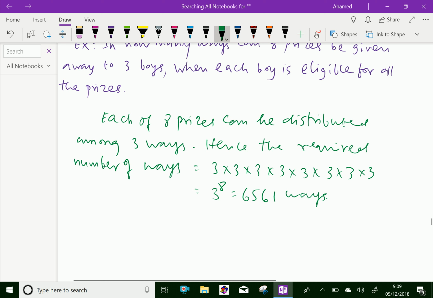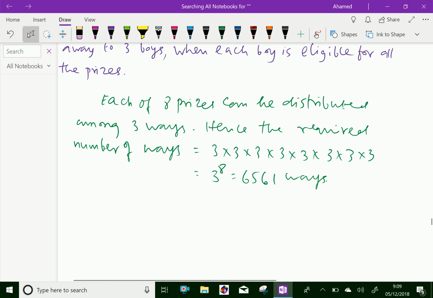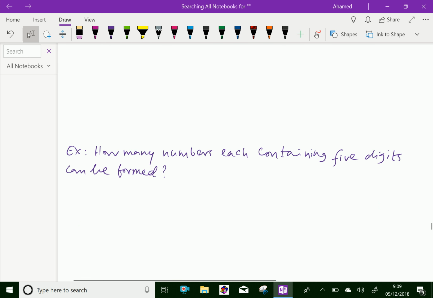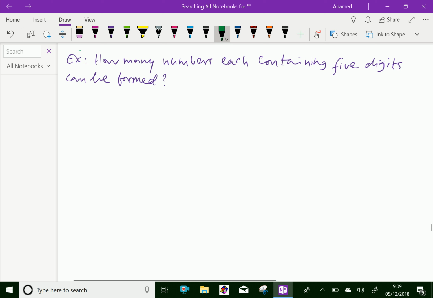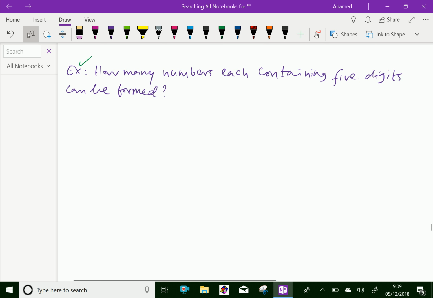Now, we'll do one more problem. How many numbers each containing 5 digits can be formed? Here, there are 10 single digits, 0 to 9.